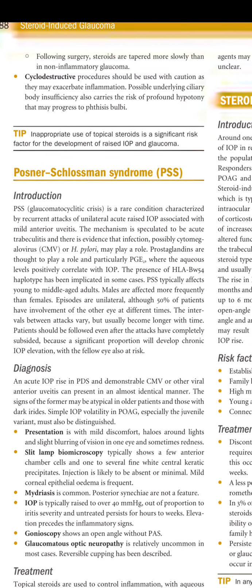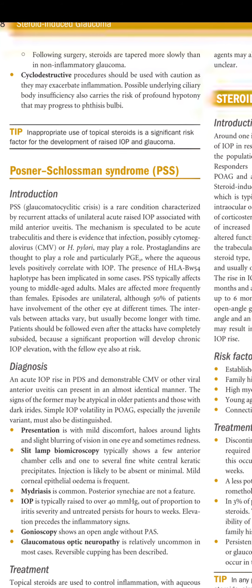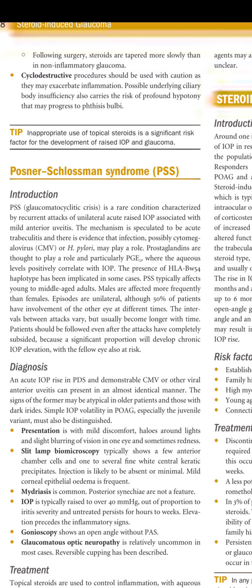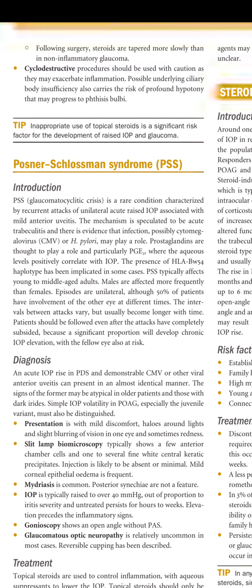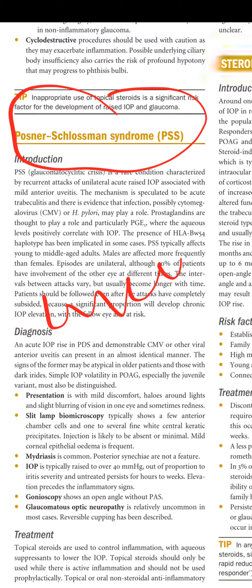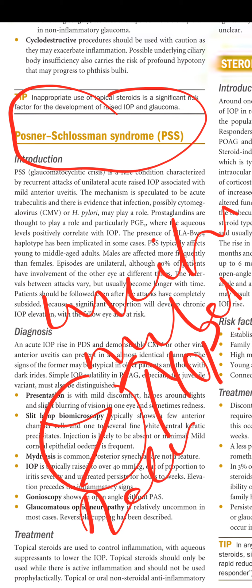So next is Posner-Schlossman syndrome. Posner-Schlossman syndrome, glaucomatocyclitic crisis, is a rare condition characterized by recurrent attacks of unilateral acutely raised IOP associated with mild anterior uveitis. So what is happening in this case is basically there is a uveitis, but the uveitis is very mild and there is a very high level of IOP, and it is usually a recurrent and unilateral condition.